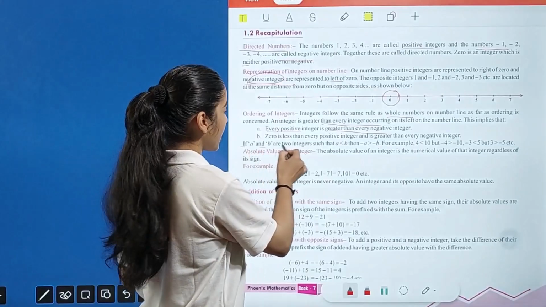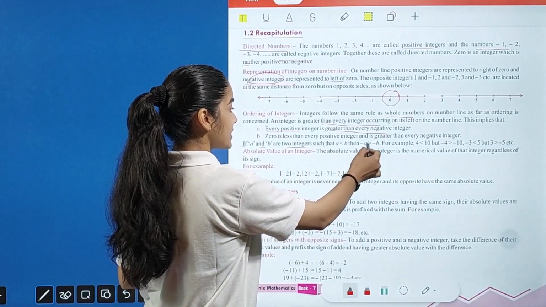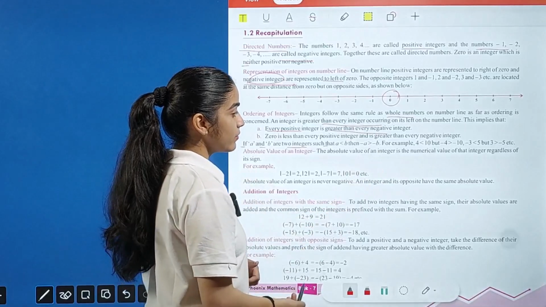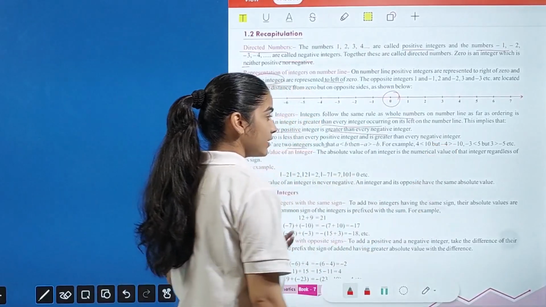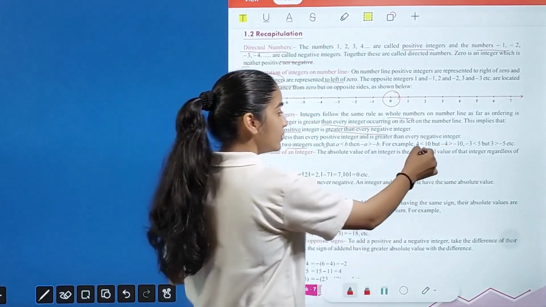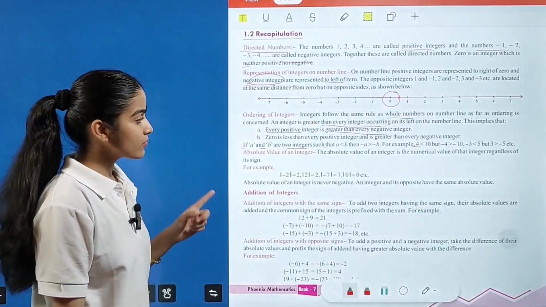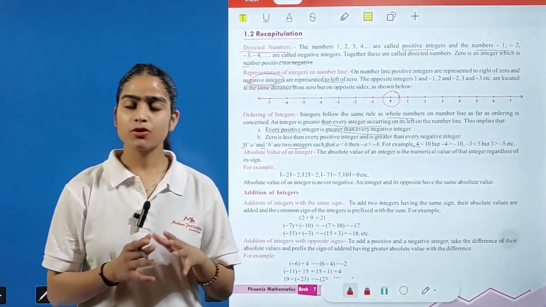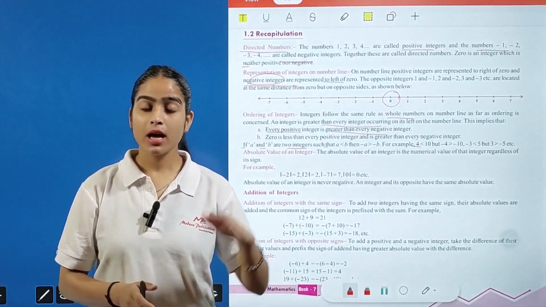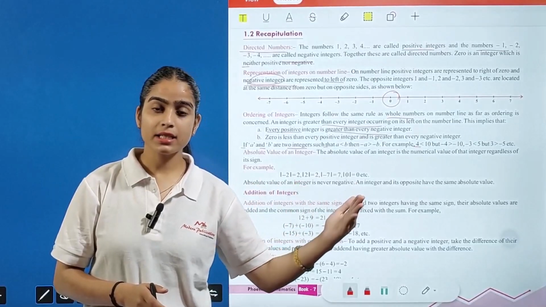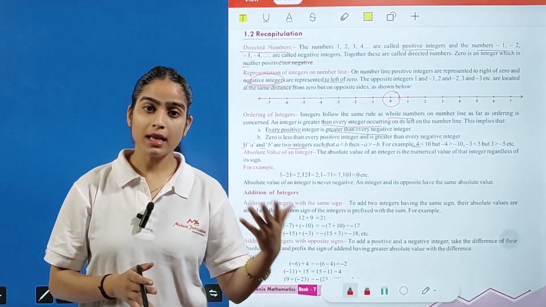If A and B are two integers such that A is smaller than B, then -A is greater than -B. For example, 4 and 10. So 10 is greater than 4 when we compare them with a positive sign. But if we have -4 and -10, then -4 is greater. In negative numbers, as the value increases, they become smaller, and the smaller value becomes the greater value, which we already understood in our earlier classes.